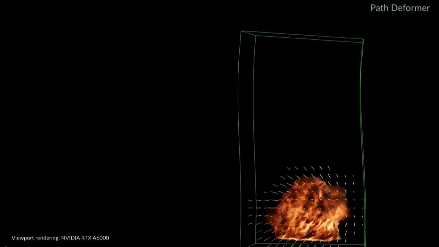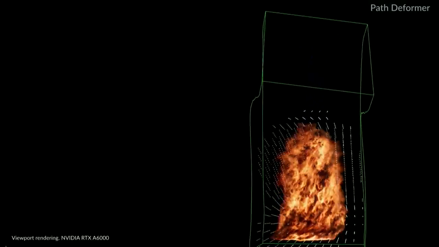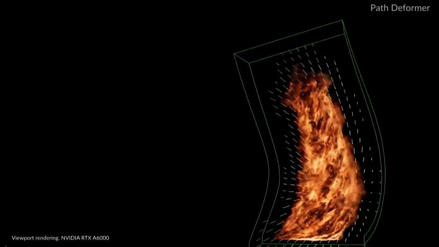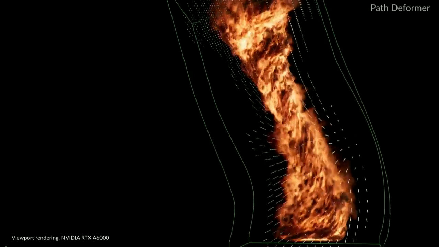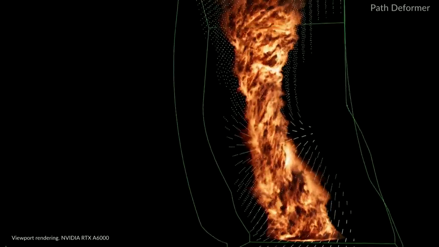So in this case, we have a simulation of a fire tornado, and then we're deforming it using the path deform tool. And you'll remember that path deform was added a couple of versions ago, so it knows nothing about volumes.